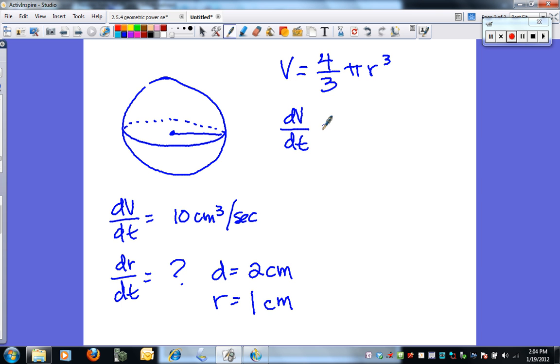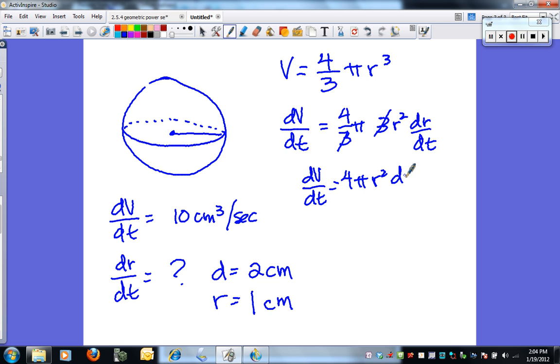dV/dt equals 4/3 pi, again, is just a number, and then we have 3r squared dr/dt. Let's simplify. There you have it. dV/dt equals 4 pi r squared times dr/dt. We're looking for dr/dt. We have dV/dt, which is right here.